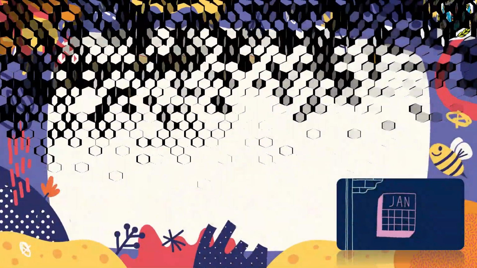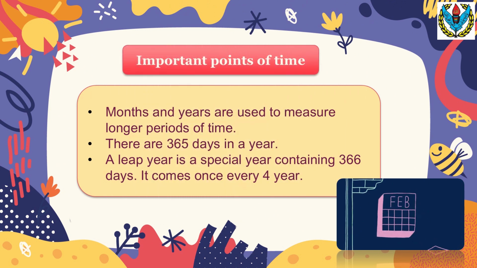This is a time of important points. Students, read this and learn it very carefully. First point, months and years are used to measure longer periods of time. महीने और साल लंबे अरसे के वक्त को नापते हैं. There are 365 days in a year. एक साल में 365 days होते हैं.